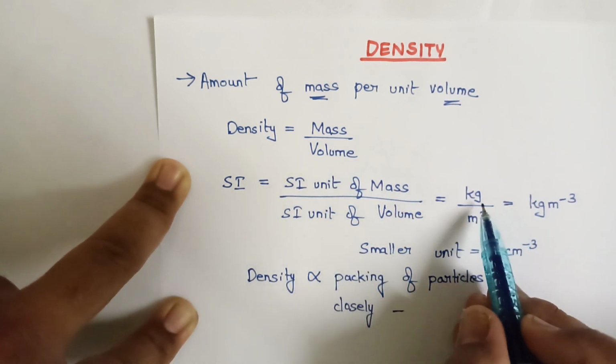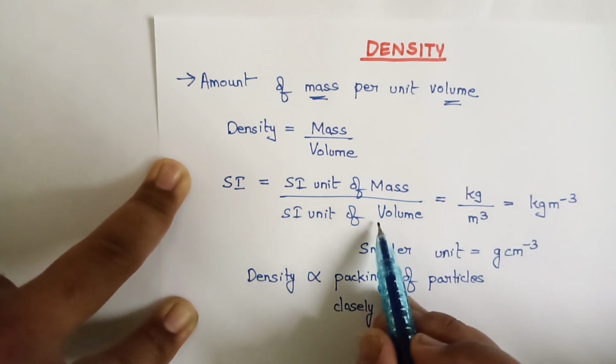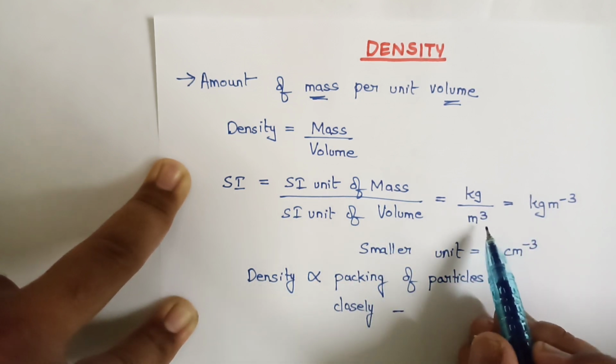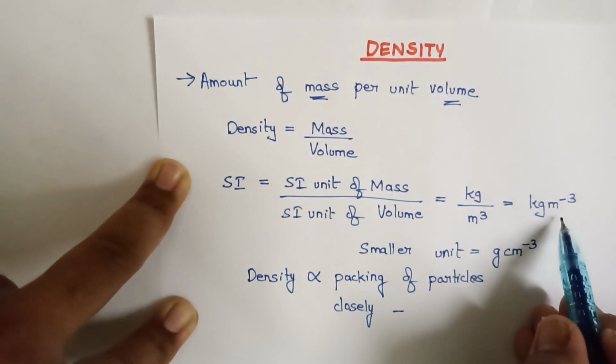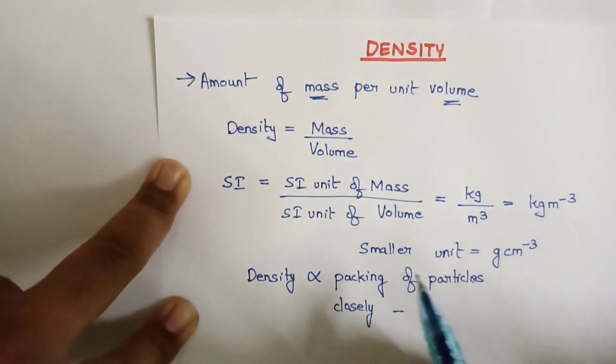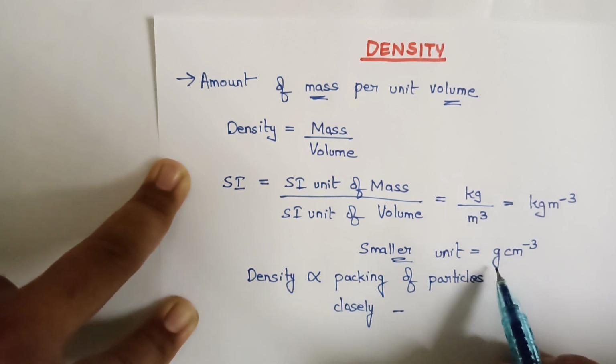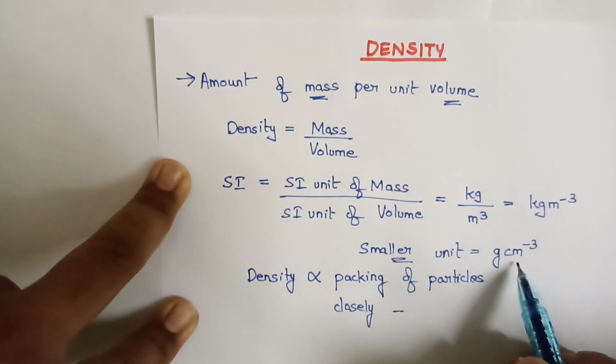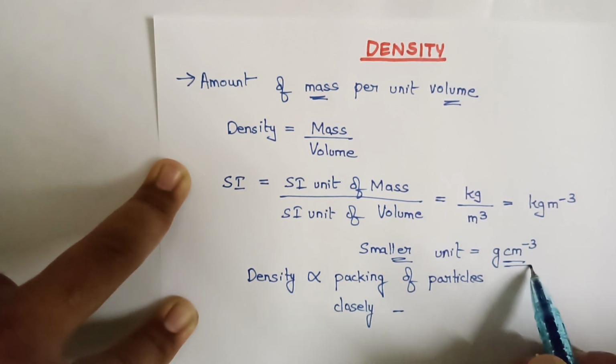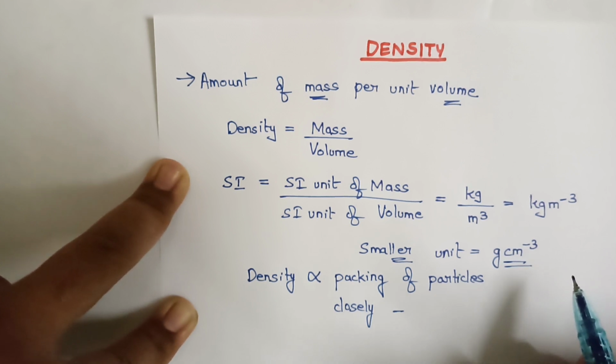SI unit of mass is kilogram. SI unit of volume is meter cube. So kilogram per meter cube. Since in laboratories we use smaller units, the smaller unit of kilogram is gram and of meter is centimeter. So the smaller unit will be gram per centimeter cube.